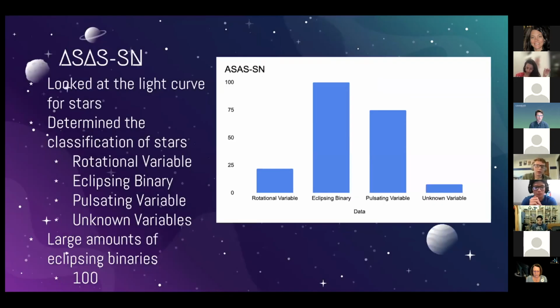So I put all my information down on a spreadsheet, and then here's a graph from that information based on the spreadsheet. Something that I found a lot of were eclipsing binaries and pulsating variables. So a conclusion that I've drawn from this is that eclipsing binaries and pulsating variables seem to be pretty common. I found exactly 100 eclipsing binaries.